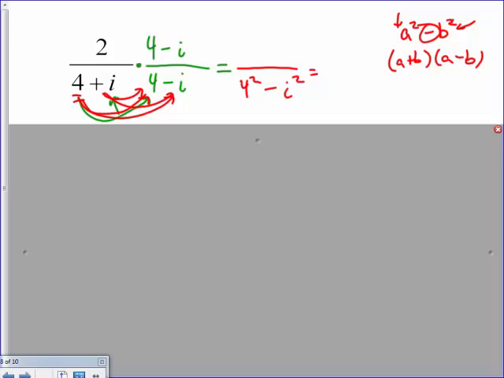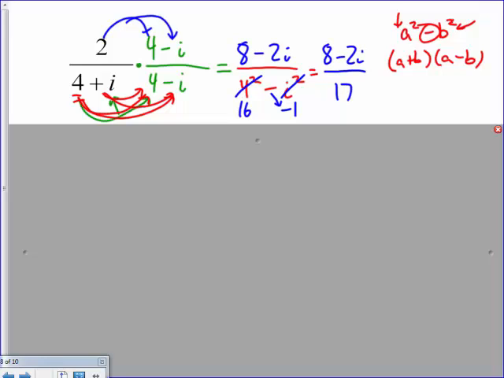And then up top, I got to go through my distributing. So 2 times 4 is 8, and 2 times negative i is negative 2i. And I'll simplify down here. So this is 16. This is really negative 1. So 16 minus negative 1 is really plus 1, so 17. So I'd have 8 minus 2i over 17.